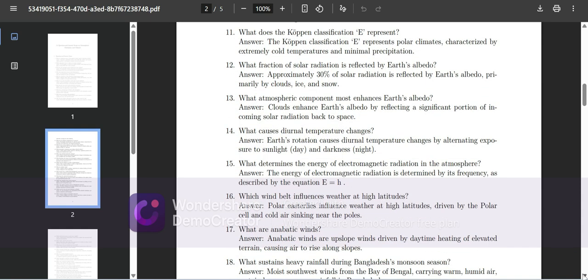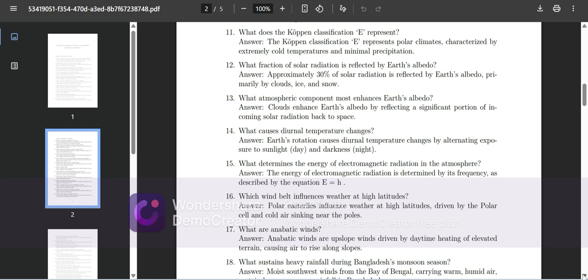What does the Köppen classification E represent? The Köppen classification E represents polar climates characterized by extremely cold temperatures and minimal precipitation.